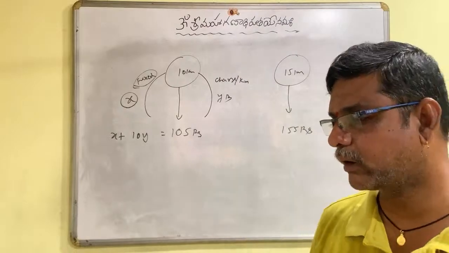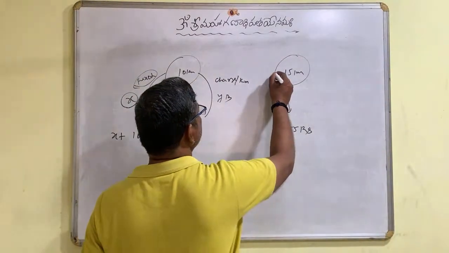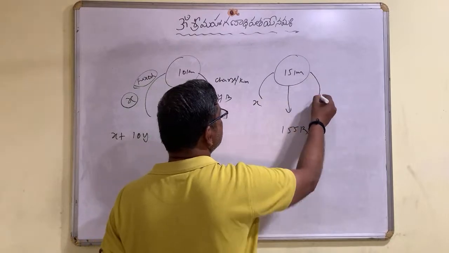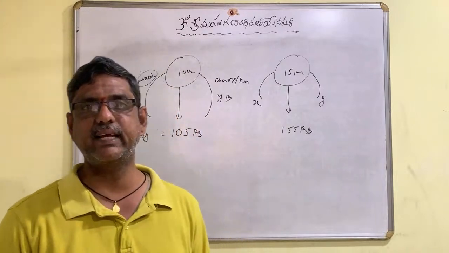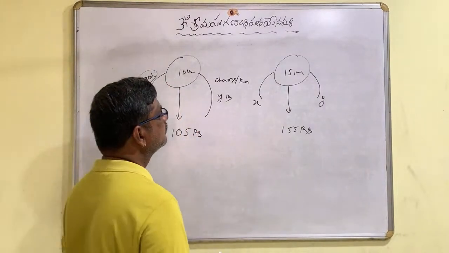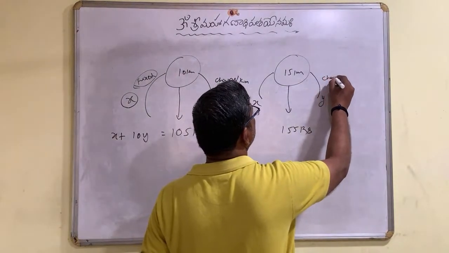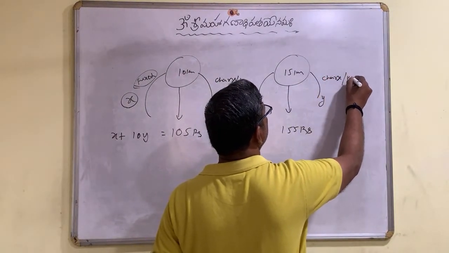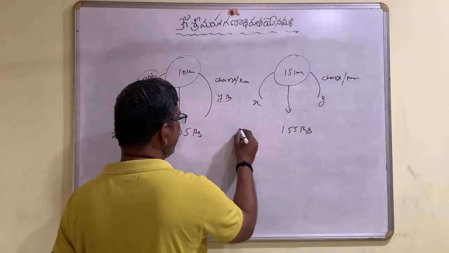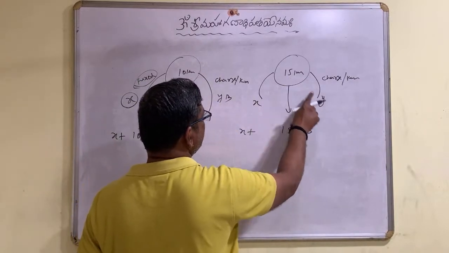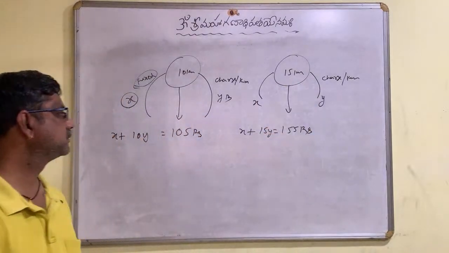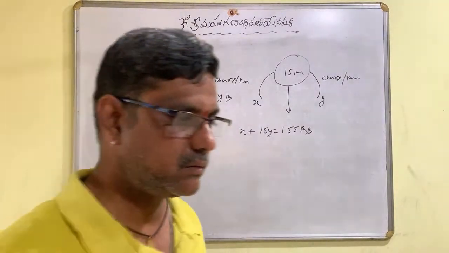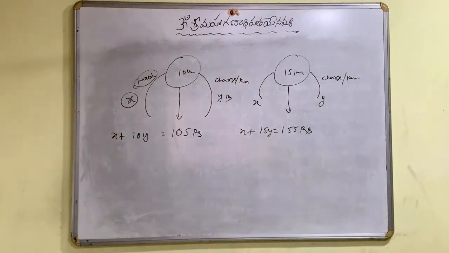Okay? Now coming to the second one. Again, fixed charge X rupees, charge per kilometer Y rupees. So fixed charge plus 1 kilometer Y rupees and 15 kilometers 15Y. So we got two equations.